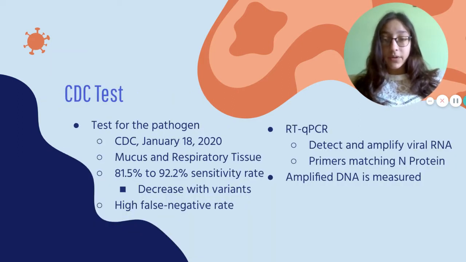In order to properly respond to a global pandemic, it's very important to have a test for the pathogen. About a week after the first confirmed United States case, the CDC developed a test that uses human mucus and respiratory tissue to test for the presence of SARS-CoV-2 in someone.